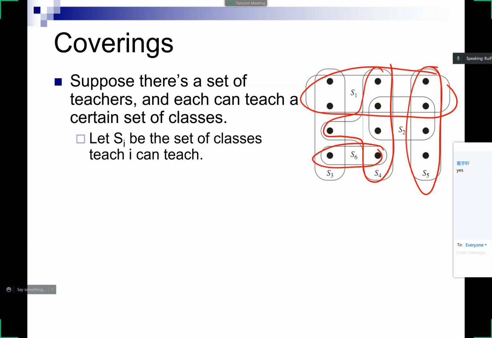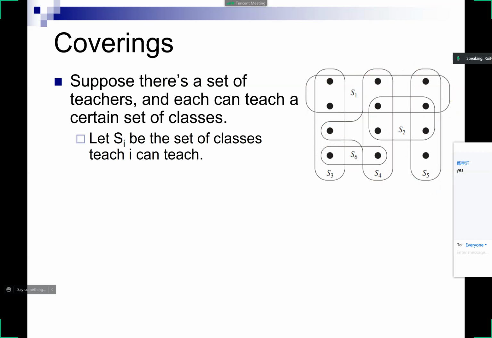Okay, so one application of this could be that, suppose these elements represented classes that you're trying to teach. Let's say Shanghai Tech has 12 classes that it needs to teach, and then these sets represent teachers that you can hire. Each teacher can teach a subset of these classes, right? So for example, this teacher S3 here, maybe he can teach these 4 classes over here.